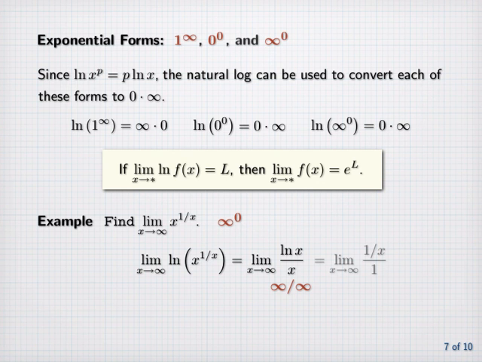The derivative of the numerator is 1 over x, the derivative of the denominator is 1, and clearly the limit as x goes to infinity of 1 over x is equal to 0. So the limit of the log of our function equals 0, therefore the limit of the function itself must be e to the 0, which equals 1.